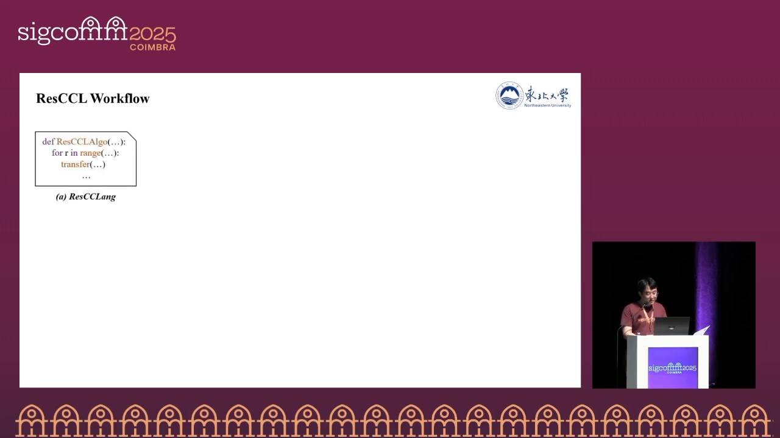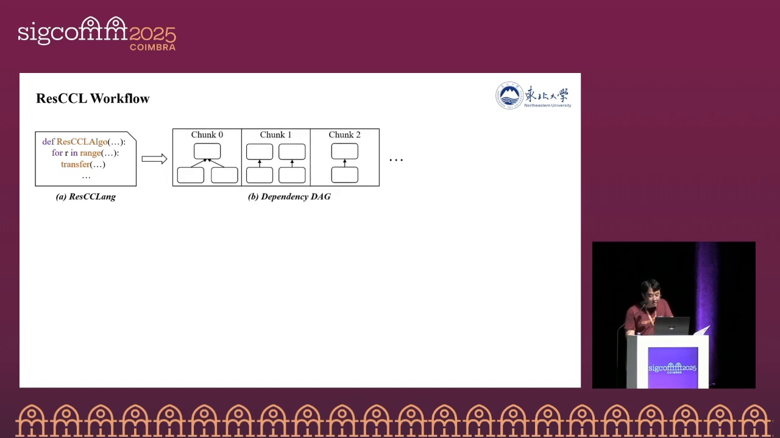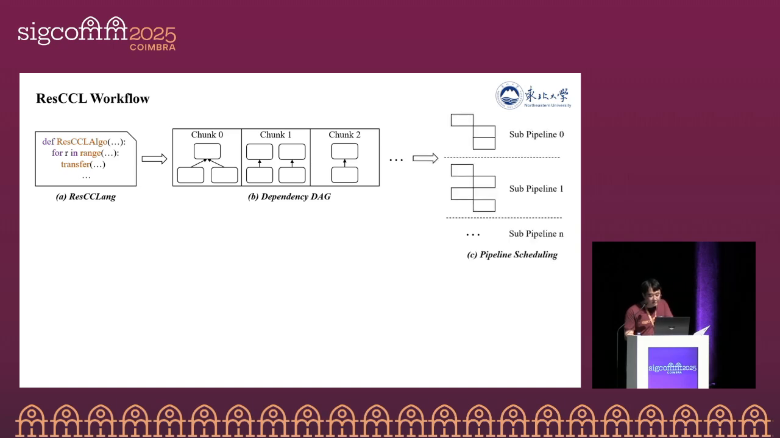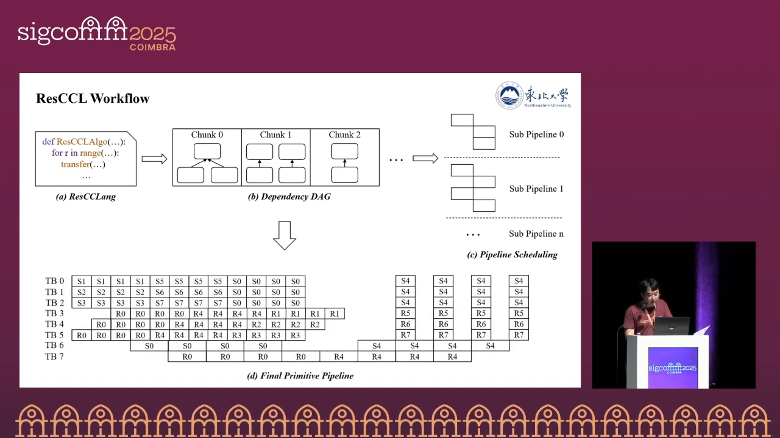So how does ResCCL achieve this? The first step is to write the collective communication in our ResCCL language, a high-level domain-specific language. Each algorithm is represented as a dependency graph that captures inter-chunk dependencies, and sub-pipelines are then generated from these dependencies to maximize parallelism. Finally, this pipeline is scheduled efficiently to optimize the communication and computation flow.